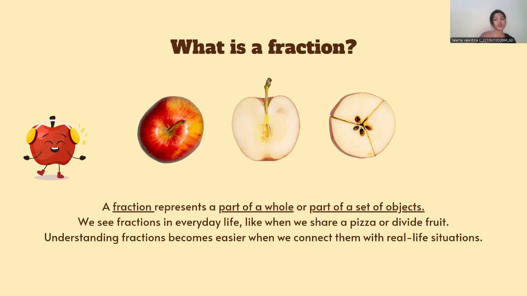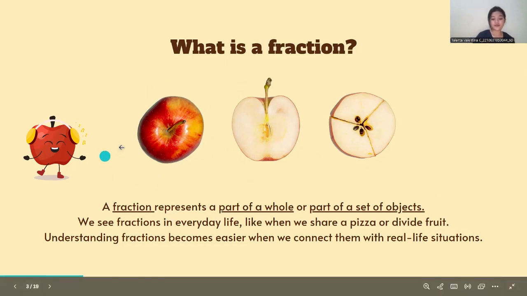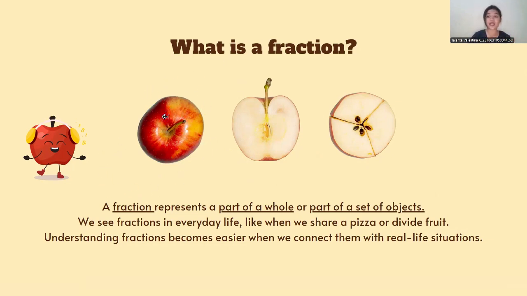For example, we can look at this apple. A fraction is a way to show that something is divided into equal parts. On the left side, we see the whole apple. It is complete and hasn't been divided. Next, in the middle, the apple is cut in half. So now there are two equal parts and each part is called 1/2. Next, the apple is cut into more pieces, like 3 equal parts. Each piece is called 1/3. Finally, when we look from the top, we see how the whole apple has been split equally, and that's how we get fractions from real objects.